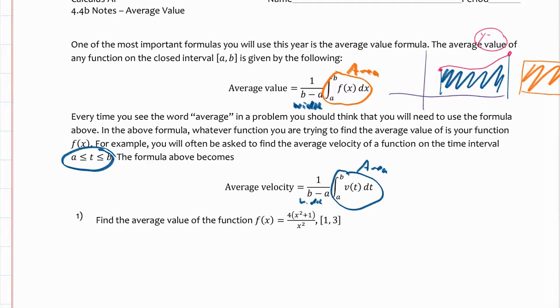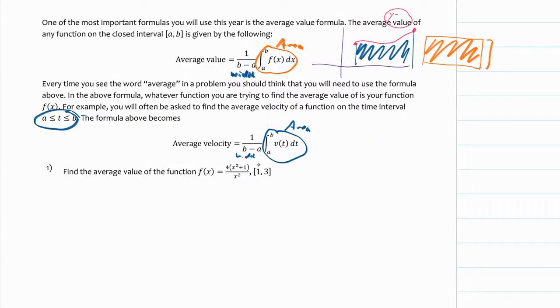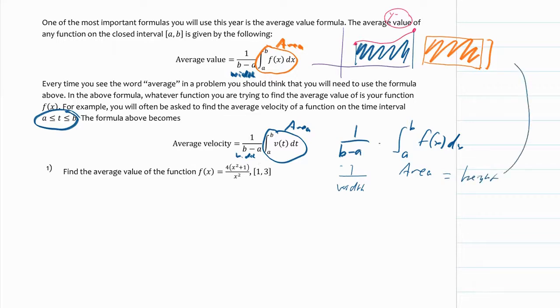So the more you think about the integration of a curve as being an area, and the 1 over b minus a as multiplying by a width, the better off you're going to be. I'm going to write that one more time off to the side: if I think of 1 over b minus a as dividing by a width, and I'm multiplying that by an integral from a to b of a function, which in and of itself is an area, then area times 1 over width is equal to a height. That's the height of the rectangle of equal area, and that height is a y value. That's an average value of a function.